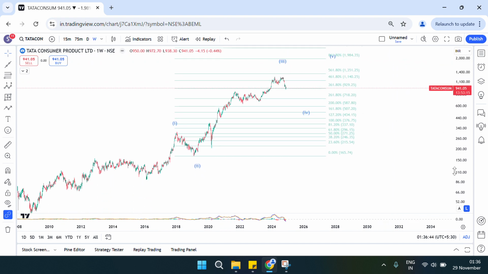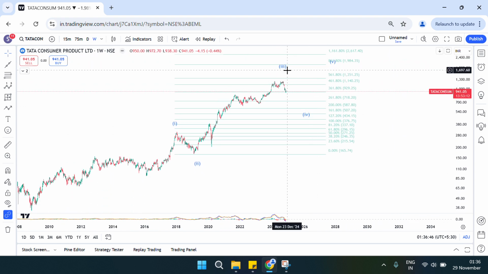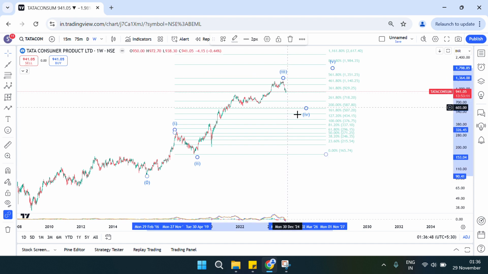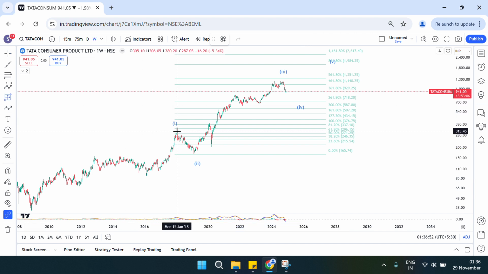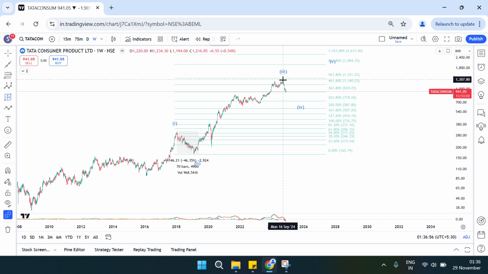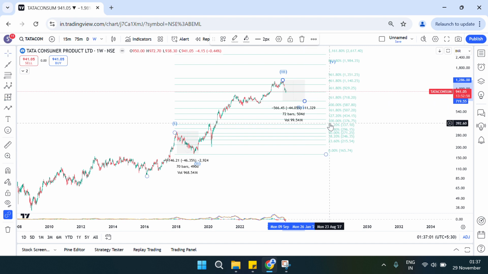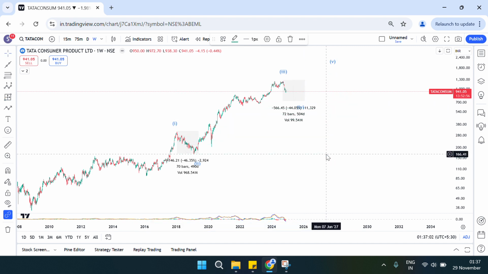Now here, again a similar story. We are in wave 3, we are in wave 4, and we are expecting it to carry on the fall till 46%, roughly about 45 to 50%. So somewhere we can expect it here.